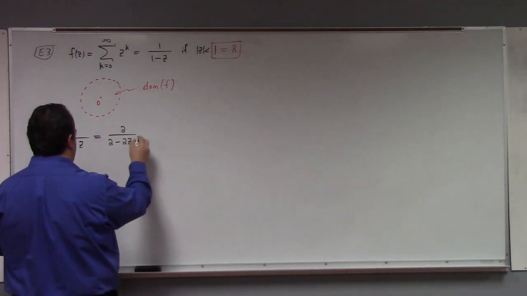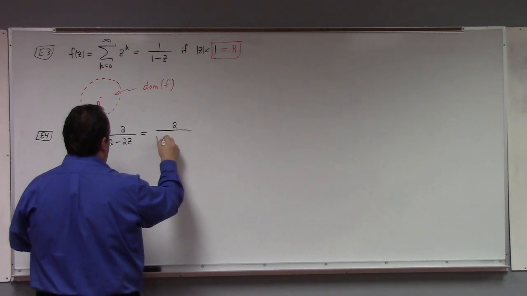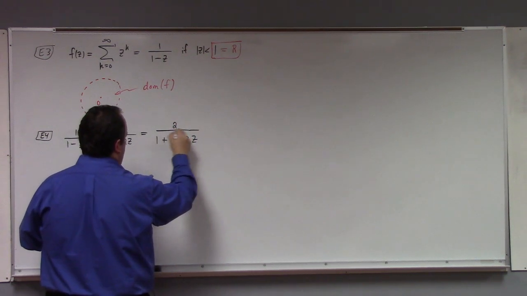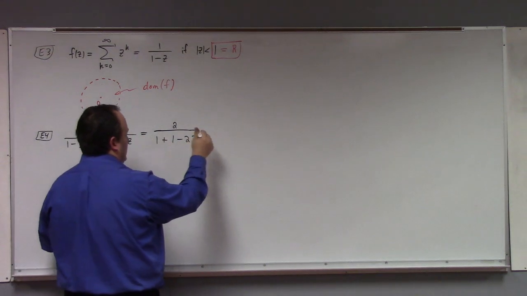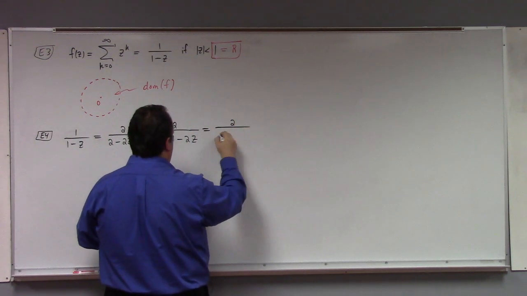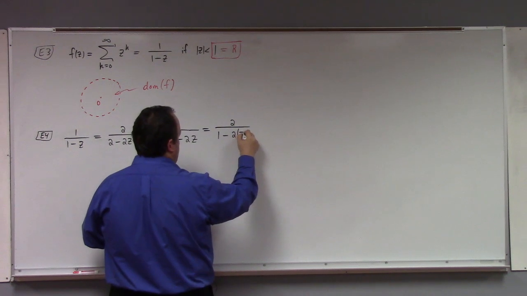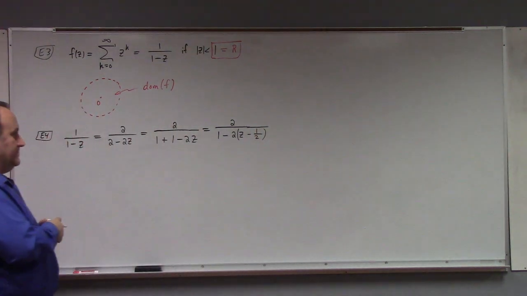And then I'm going to rewrite this as 2 over 1 plus 1 minus 2z. I can do that too, right? So I've not done anything terribly suspect here yet. I'm going to factor this 2 out for kicks. I've got 2 over 1 minus, I'm going to factor a minus 2 out actually. So 1 minus 2 times what? Times z minus a half apparently, right? Do you guys agree?